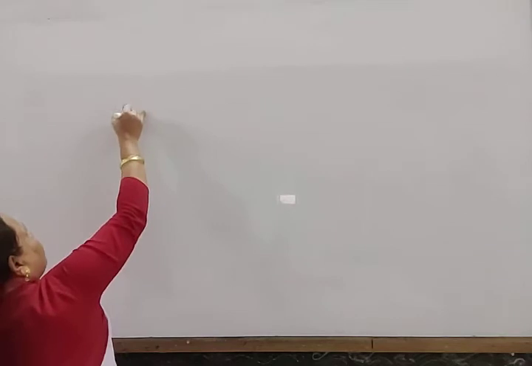Good morning, dear students. Last class we completed alkenes, the preparation and properties of alkenes. Today we are going to discuss alkynes. So what are alkynes? Alkynes are unsaturated hydrocarbons which contain at least one carbon-carbon triple bond.